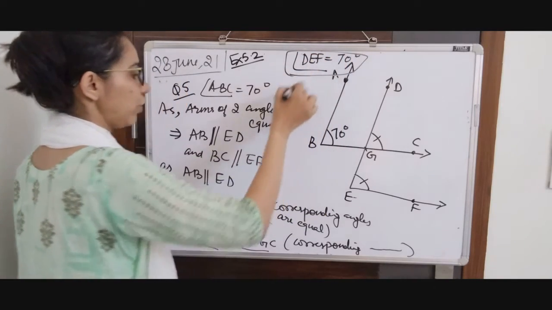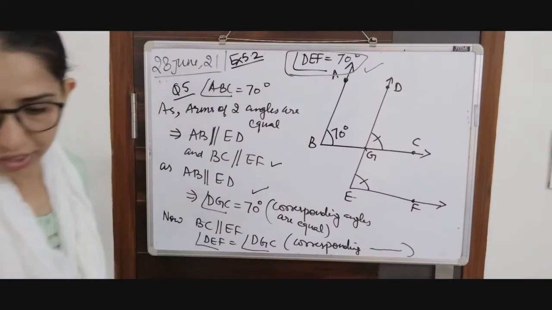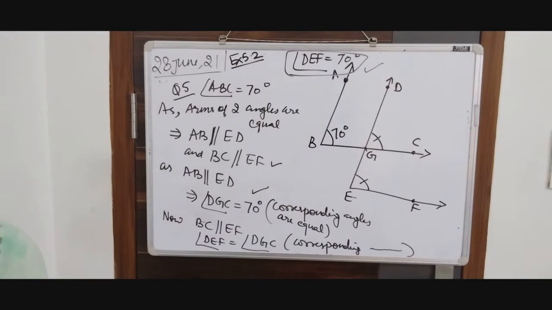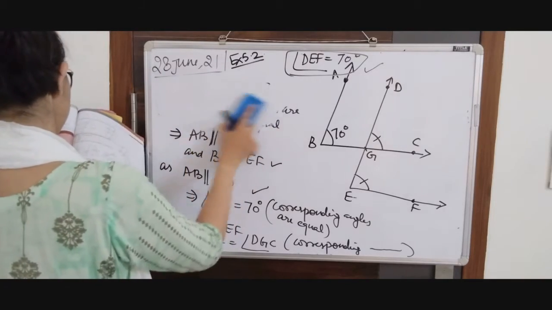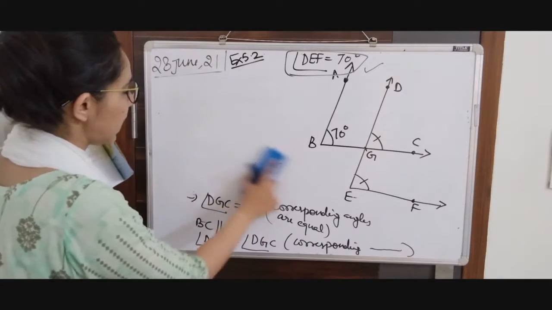Okay. Now we have calculated both the angles, this and this. We had to find these two. Now we can move on to question number 6. Question number 6, we have to decide whether the given pair of lines are parallel or not. So we will use the last three properties.